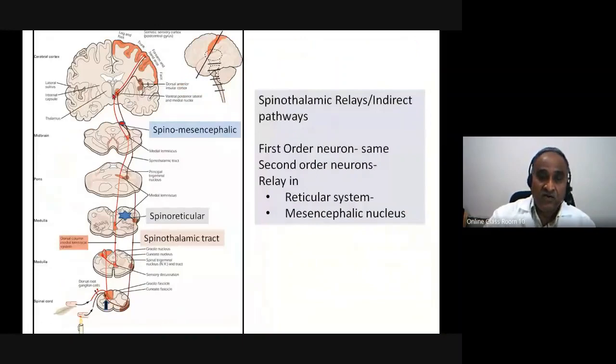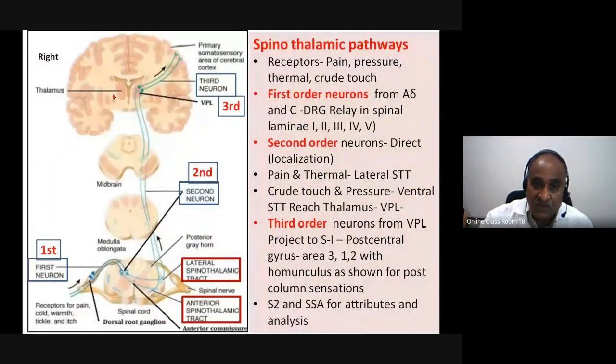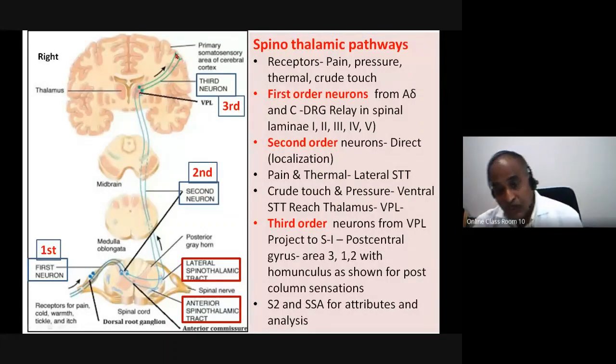Okay, so after having said this, I take the dorsal root ganglion, then relay in the spinal cord, cross to the opposite side, then ascend as the spinothalamic tract, relay in the thalamus, and from the thalamus to the cortex.